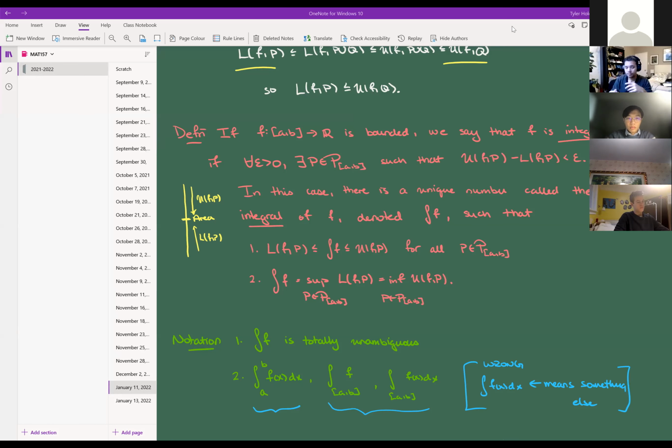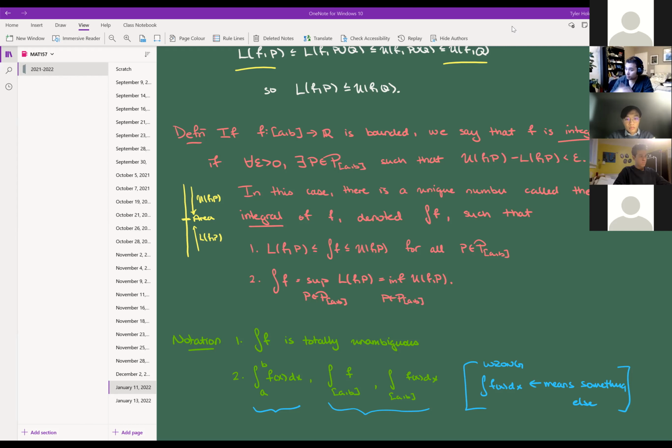We can relate them. But with the additional caveat that we're always going to assume that the partitions are ordered, right? So if I say that a partition has x1, x2, x3, x4 in it, then I'm assuming x1 is less than x2, x2 is less than x3, and so on. That way I can write x3 minus x2, and I know that that number is positive because x3 is bigger than x2. Okay, so that's the first thing that we remember there.